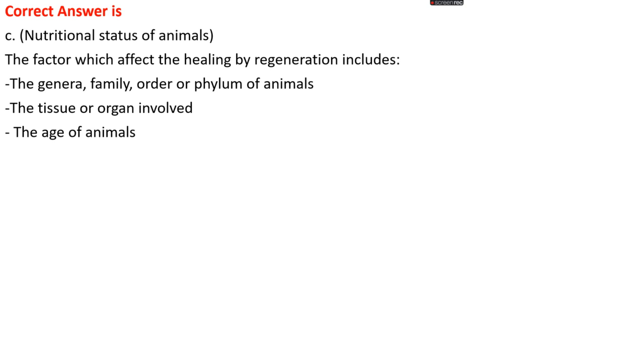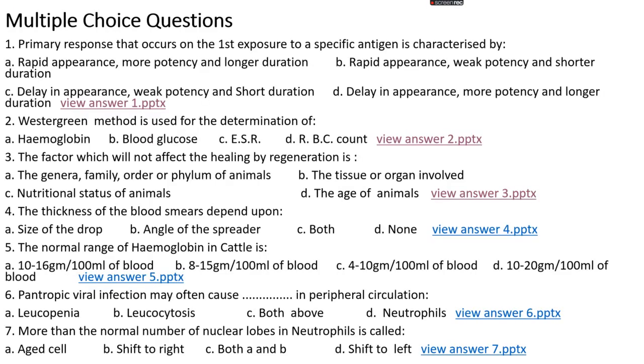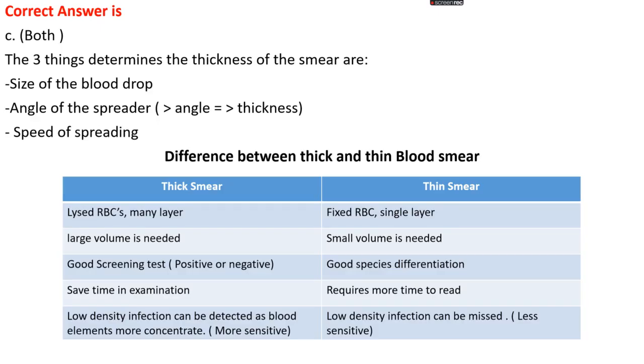Okay. And the age of the animal. Question number 4. The thickness of the blood smear depends upon option A, size of the drop, option B, angle of the spreader, option C, both, option D, none. The right answer is option C, that is both.